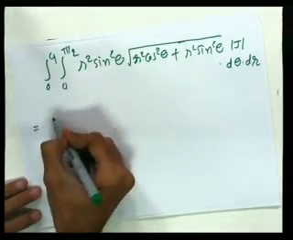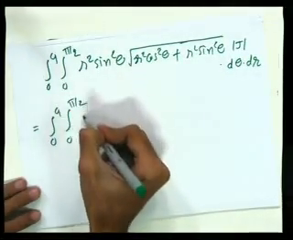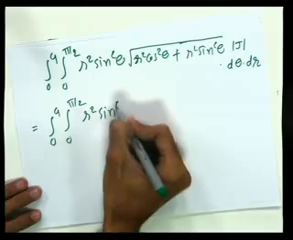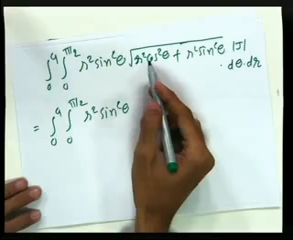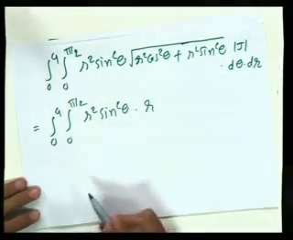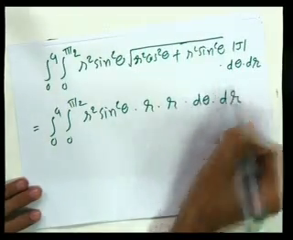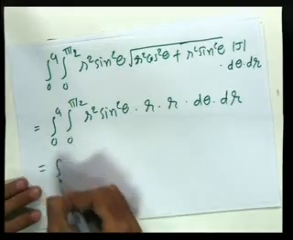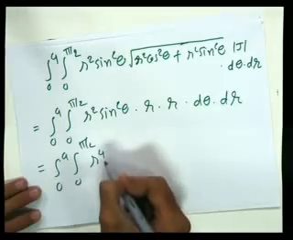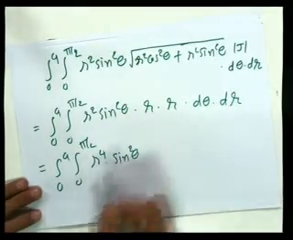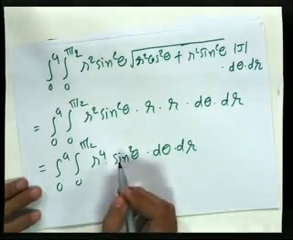So after simplifying this one, we will get 0 to a, 0 to pi by 2, this is r square sin square theta, and this one r square cos square theta plus sin square theta is equal to 1, so this is root of r square, that is equal to r, and the Jacobian is also equal to r into d theta dr. So after all, we will get 0 to a, 0 to pi by 2, r raised to 4 sin square theta d theta dr, okay.